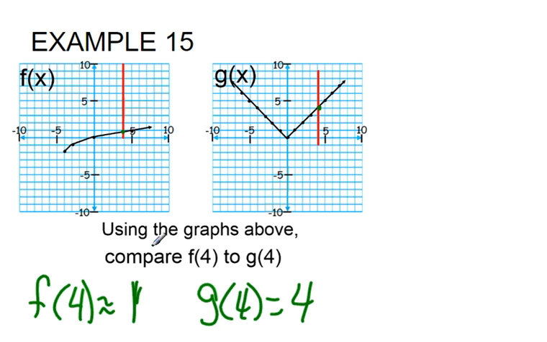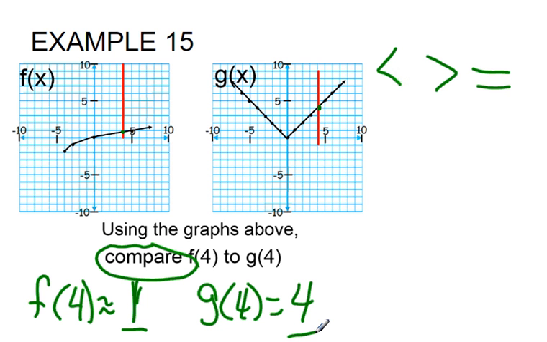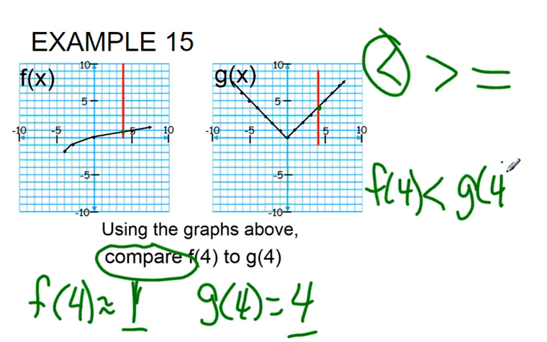So next we need to make our comparison statement. So I need to say whether or not f of 4 is less than, greater than, or equal to g of 4. So basically I'm comparing 1, or approximately 1, to 4. Which is bigger, 1 or 4? 4 is bigger, right? Which means that 1 is smaller, so we have to start with 1. So 1 is smaller than 4. Another word for smaller is less than. So I need to make the statement that f of 4 is less than g of 4. Because we have approximately 1 versus 4.